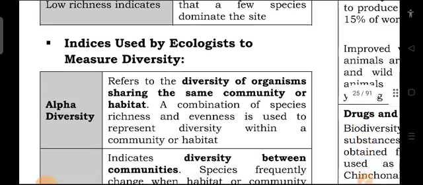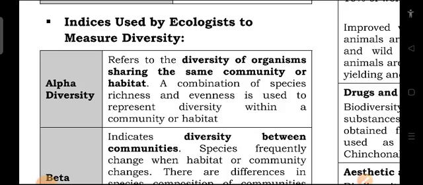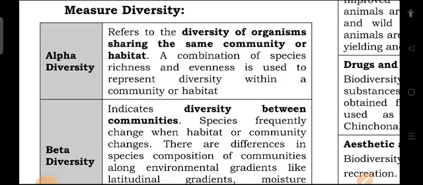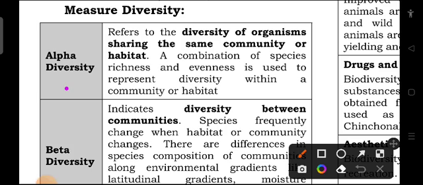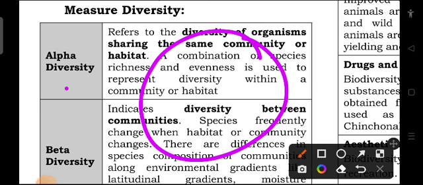The indicators used by ecologists to measure diversity are 3: alpha, beta and gamma. The first one is alpha diversity. It refers to the diversity of organisms sharing the same community or habitat. A combination of species richness and evenness is used to represent the diversity within a community or habitat. So if we look at the species richness and species evenness in the same community, it is alpha.